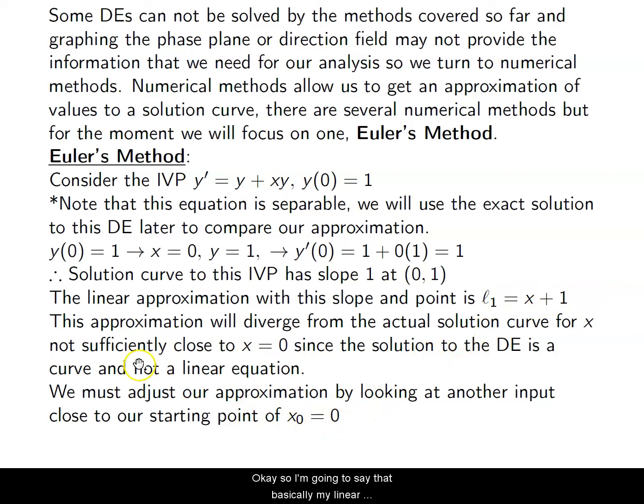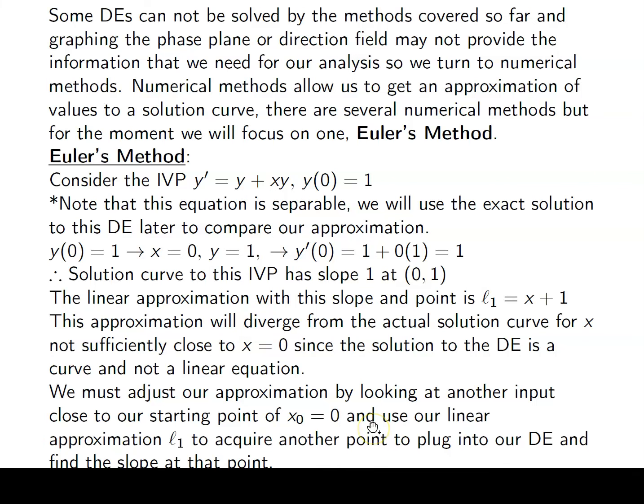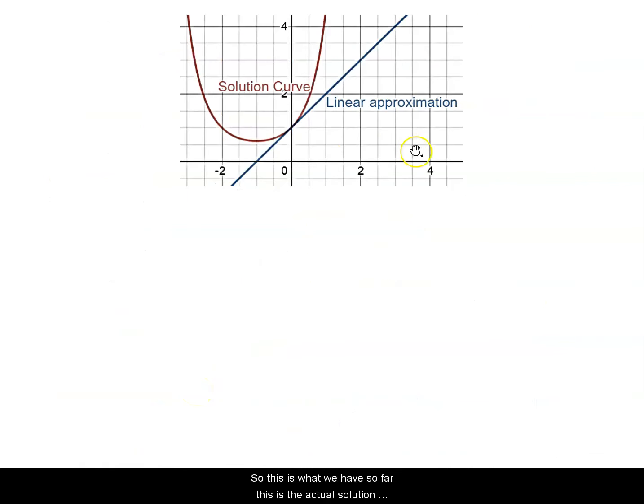Okay, so I'm going to say that basically my linear approximation is okay up to some point, and then after that, it diverges from my actual curve quite a bit, so I'm going to make a correction to the course of my approximation by creating another line, okay? So we're going to use our line here to acquire another point to plug into our DE and find the slope at that new point, okay? So this is what we have so far.